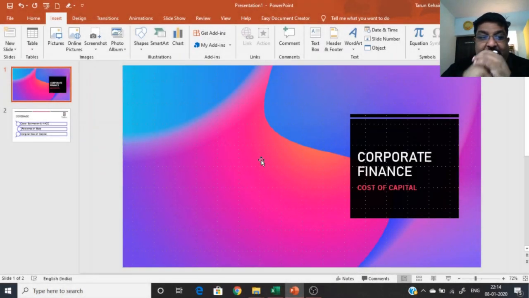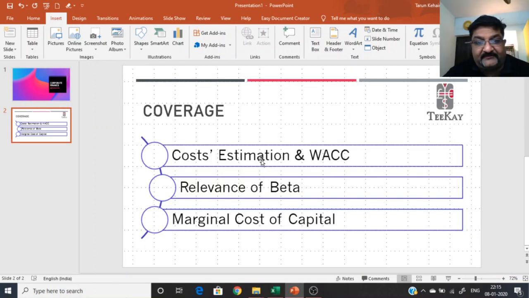So today I'm going to be doing reading number 33, study session number 10 under the subject corporate finance, cost of capital. Again, a reminder, this is for the CFA level 1 students. The topic, as I mentioned, is going to be cost of capital.